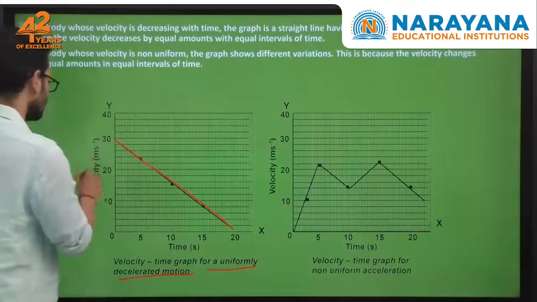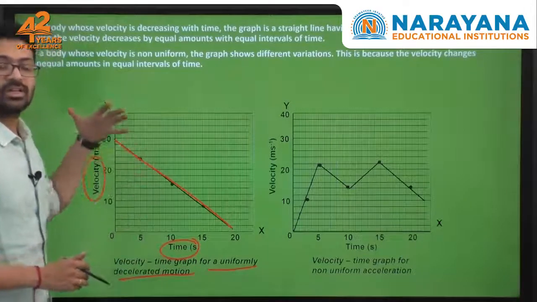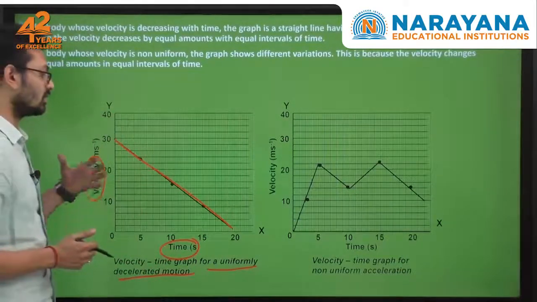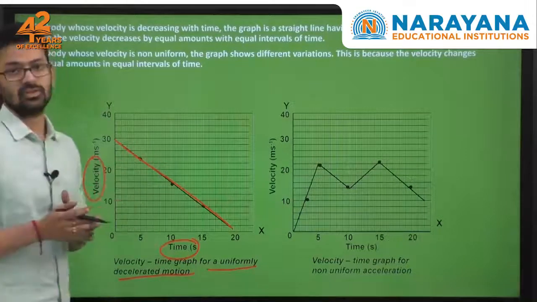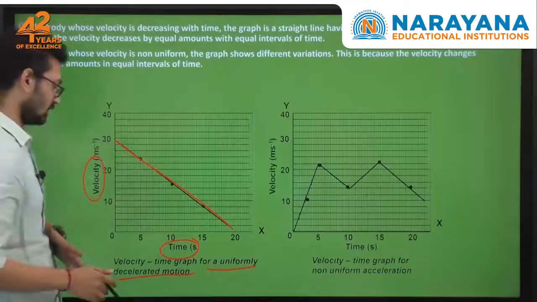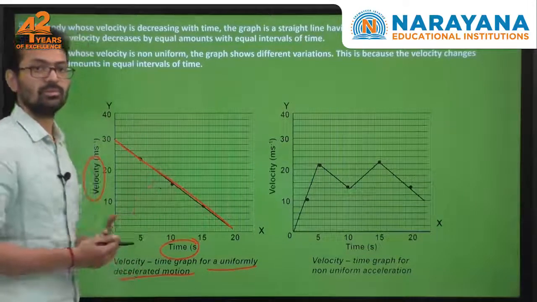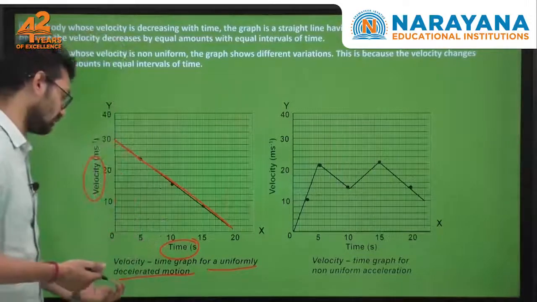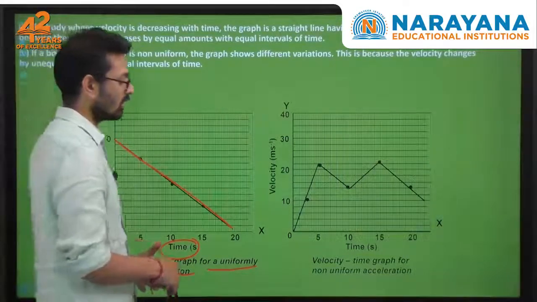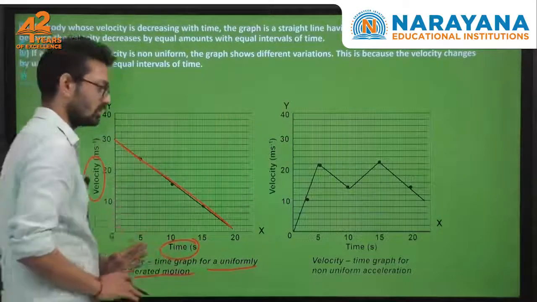You can also get it with a velocity-time graph. That means you are decreasing your speed. When you are decreasing your speed with respect to time, the acceleration you get is called decelerated motion. That means your acceleration is coming down, so that is represented with the word decelerated. The graph which goes down in this way, the slope, is called a decelerated velocity-time graph.